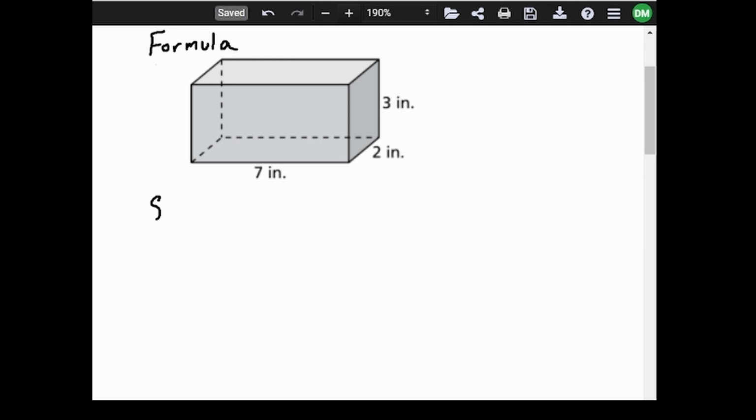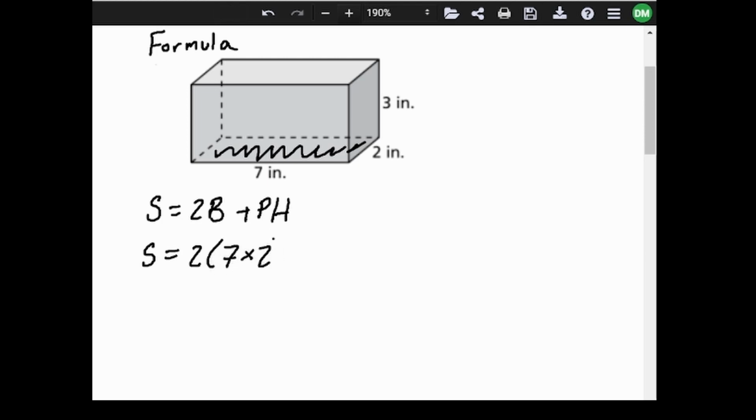Using the formula, the surface area is twice the area of the base plus the perimeter of the base times the height. If I call the base 7 by 2, then I'm looking at 2 times 7 times 2 plus the perimeter, which would be 7 plus 2 plus 7 plus 2, times the height. The height is that 3.